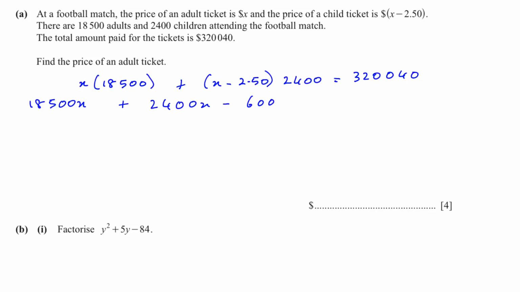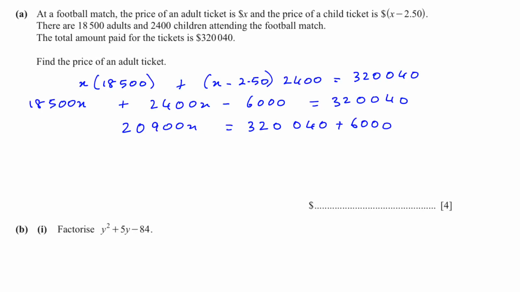6,000 is equal to 320,040. Let us simplify it. Add all the like terms together. We have got 20,900x is equal to $320,040 plus 6,000. And this answer we will divide by 20,900.